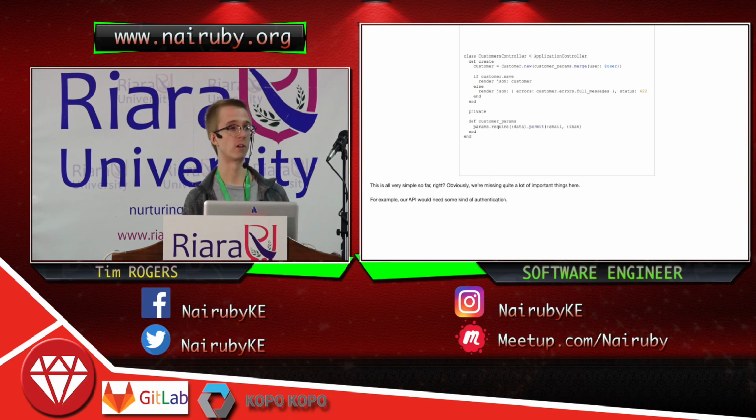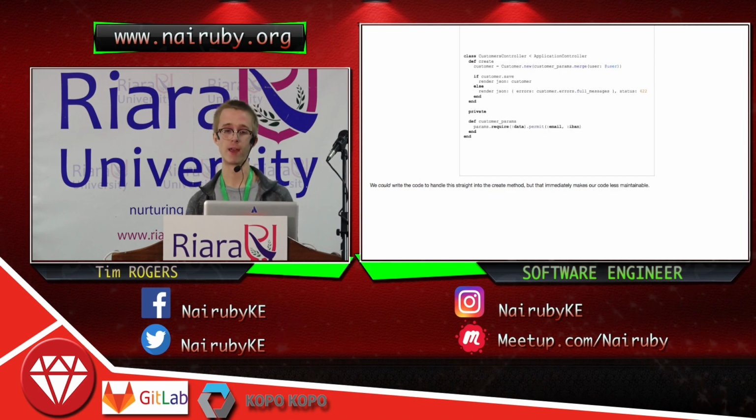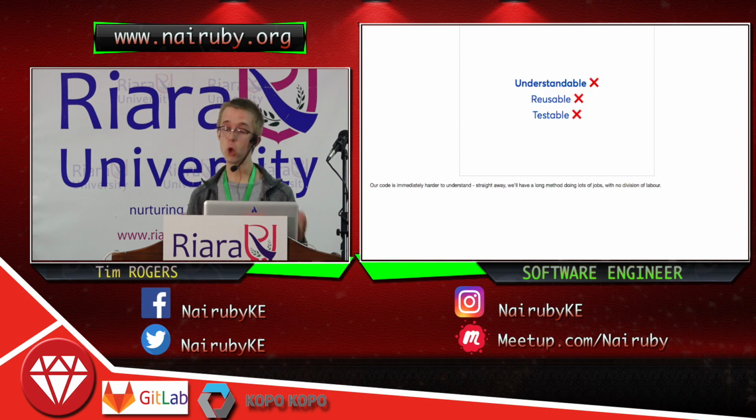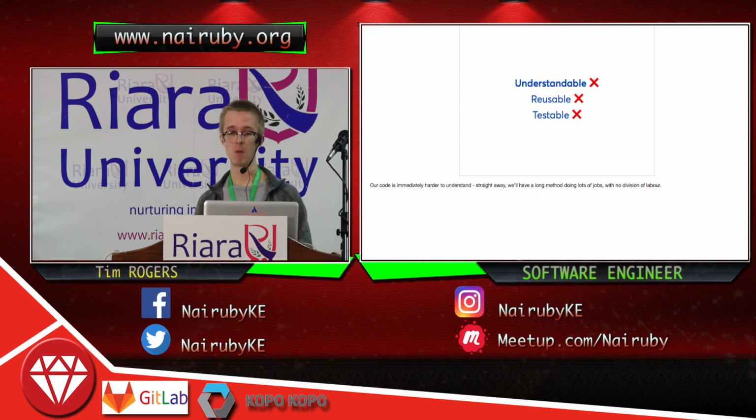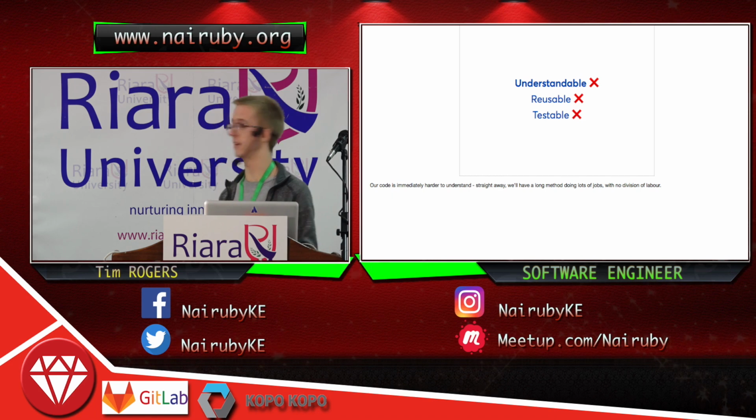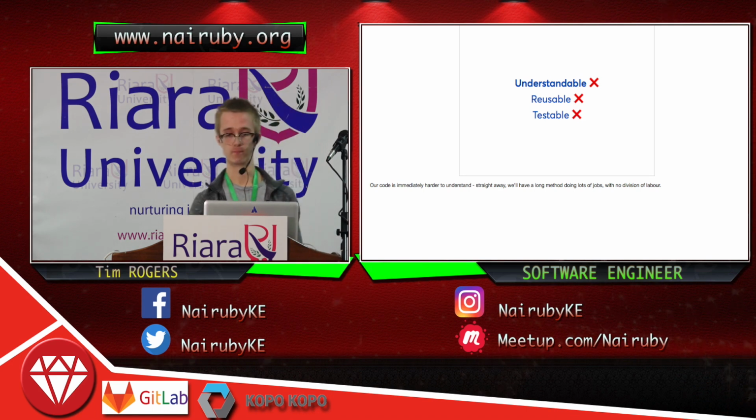So for example, as I've already mentioned, our API would need some kind of authentication. The most common way of doing that in an API is to use the authorization header, sending an access token in there. So we could write the code to handle this authorization header straight into the create method, but that immediately makes our code a lot less maintainable. Our code is immediately harder to understand. Straight away we have a long method doing lots of jobs, with no division of labor.